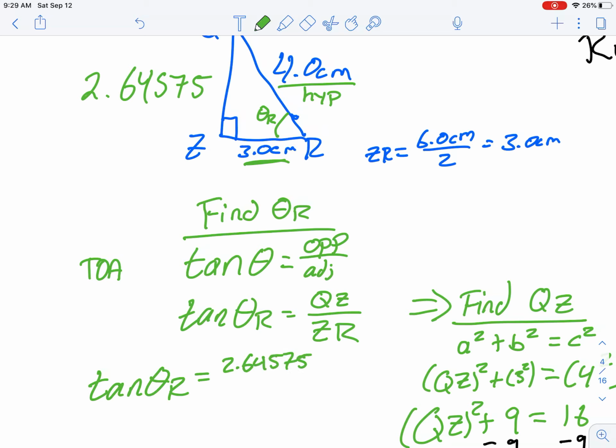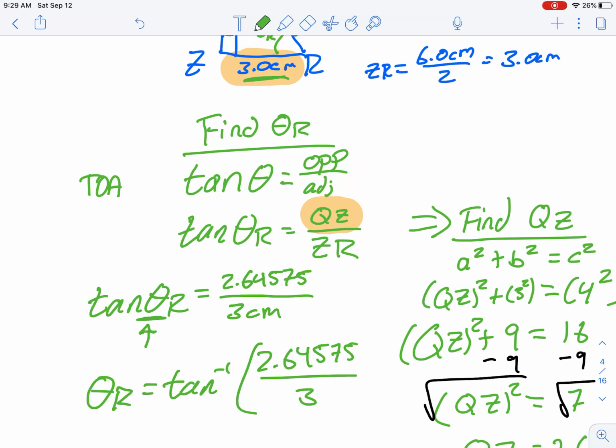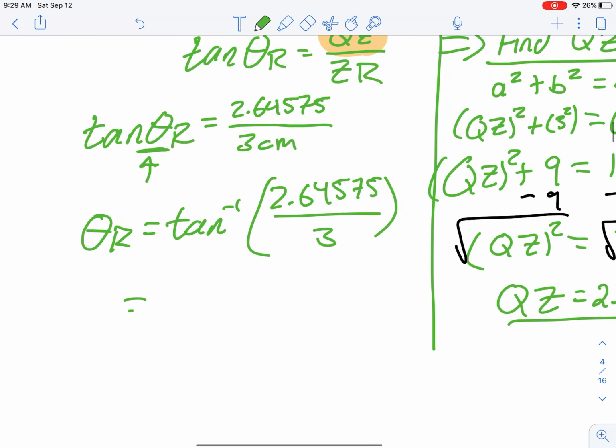It's 2.64575. So it's our QZ, which is this, dividing ZR. ZR in this case is 3 centimeters. So 3 centimeters. This is the ratio, okay? If we want to find the actual angle, which is what we're trying to do, we have to use the inverse. So we have to go tan⁻¹ of 2.64575 divided by 3. Okay, and I'll section this off here.